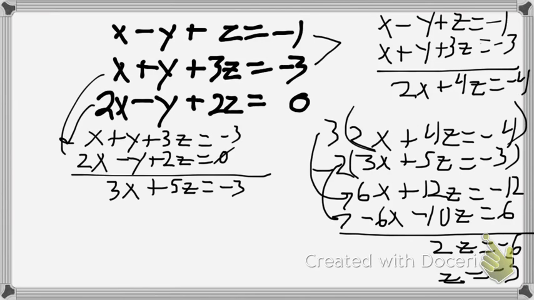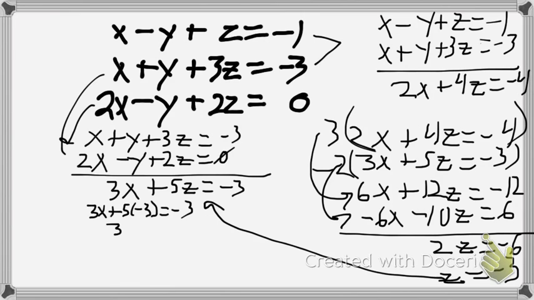Okay, so now we're going to take that negative 3 and plug it back into an equation that only has z and one other variable. Like that one right there, 3x plus 5z equals negative 3. 3x plus 5 times negative 3 equals negative 3. 3x minus 15 equals negative 3. We're going to add 15 to both sides and we get 3x equals 12. Divide both sides by 3 and we get x equals 4. So now we have our x is 4 and our z is negative 3.